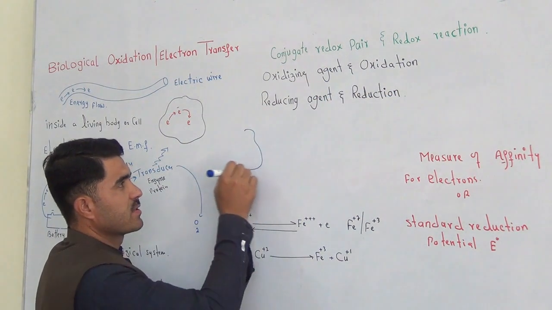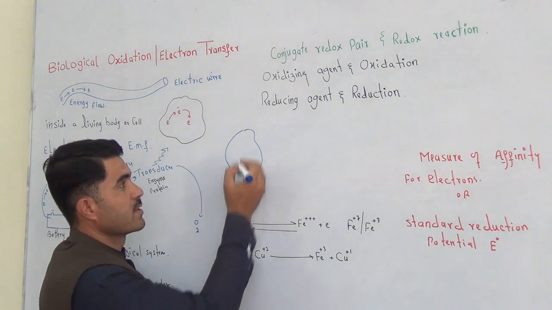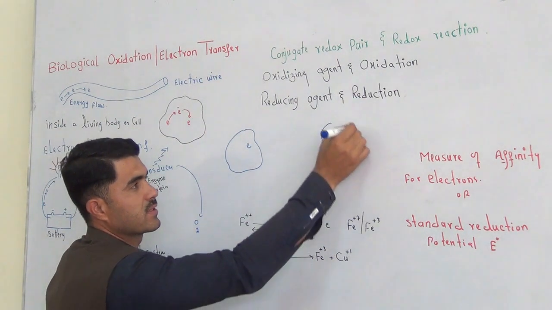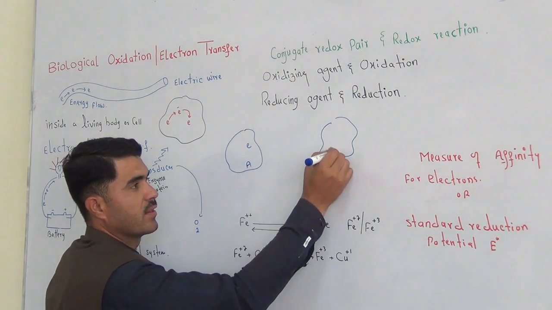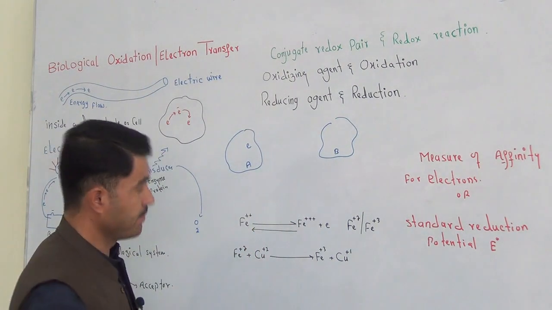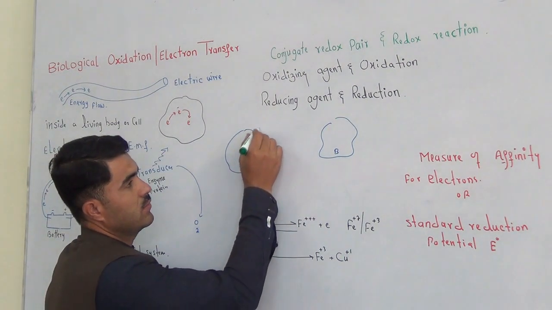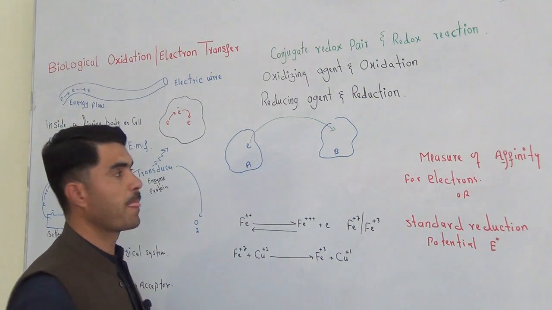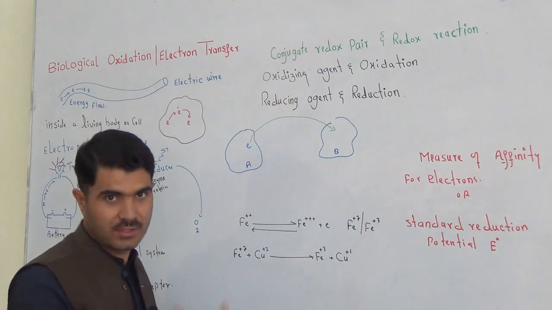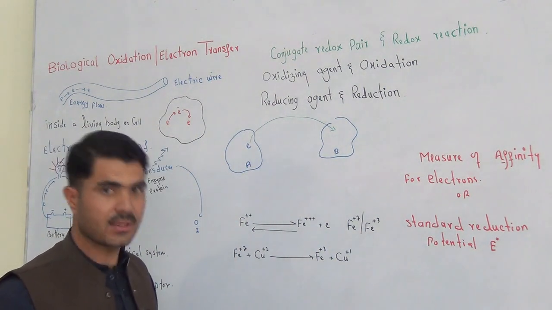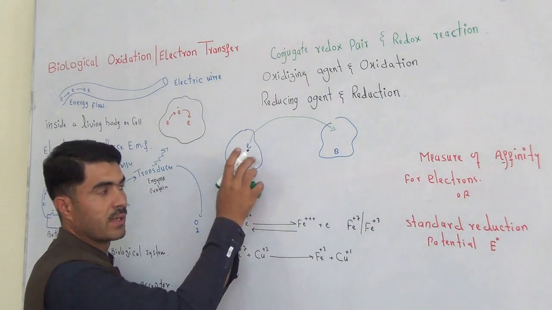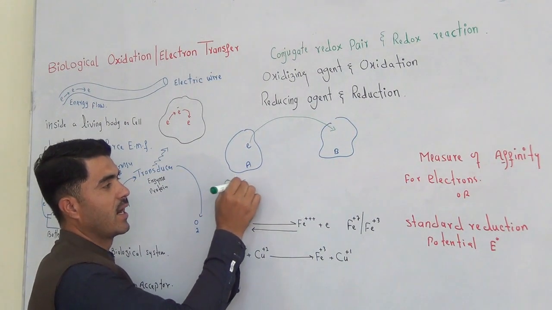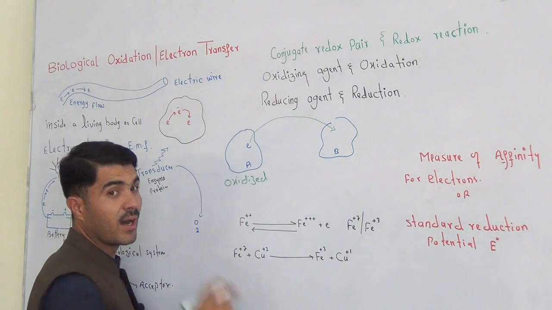Here we have a substance, for example, that has electrons, and here we have another substance. Let's suppose this is A and this is B. Let's suppose that an electron moves from A and is gained by the substance B. So one substance has lost an electron and the other has gained that electron. What we call the one who lost the electrons is called oxidized.